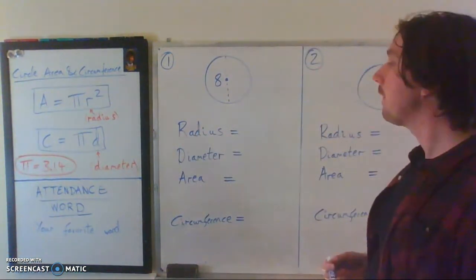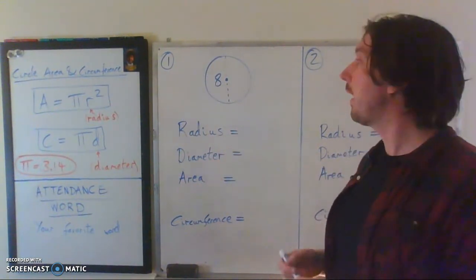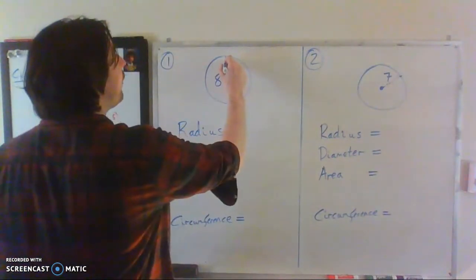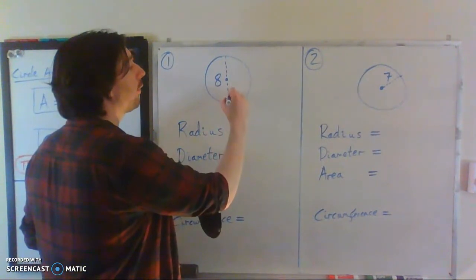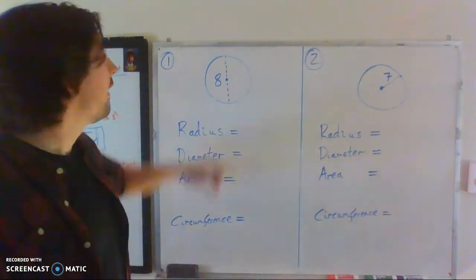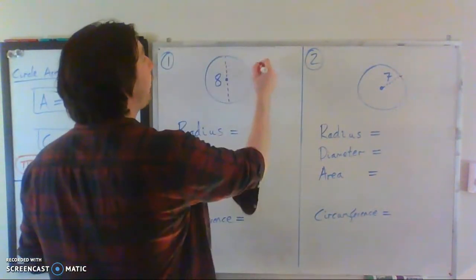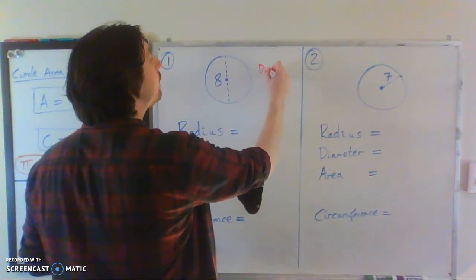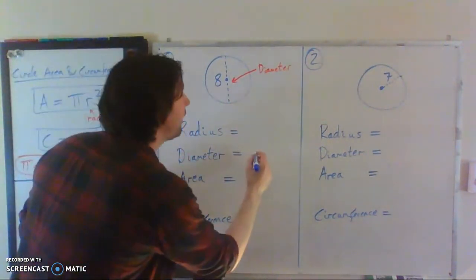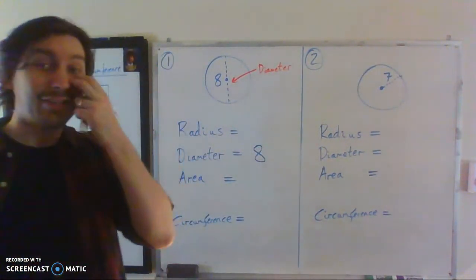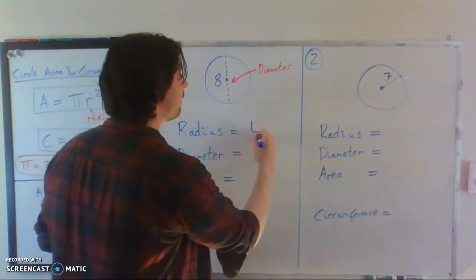Now, question 1, let's start with the radius and diameter. You do those two just by looking at the circle. You can see here that the number 8 is beside a dotted line that goes the whole way through the circle. This is the diameter. So I'll just put 8 in here. If that's the diameter, the radius is just half of that, which would be 4.